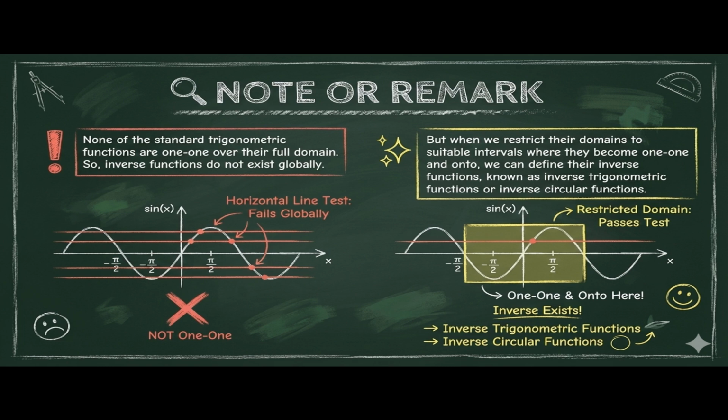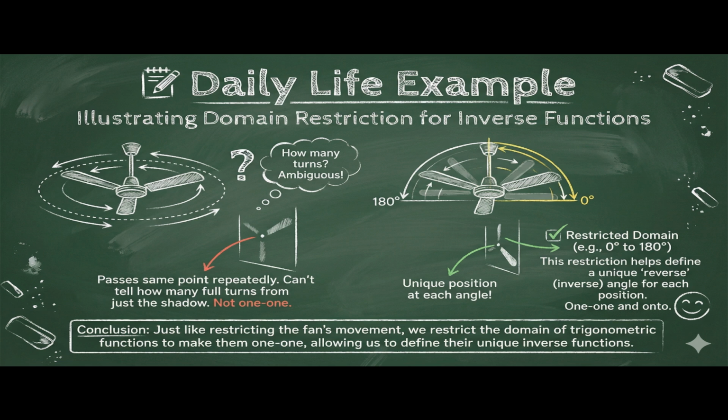Now let us connect this with real life. Suppose a fan is rotating in a circular path. It passes through the same point again and again. If you see only its shadow, you cannot tell how many complete rotations it has made. But if the fan is allowed to rotate only from 0 degree to 180 degrees, then each position becomes unique. Now, you can easily identify the angle. This is the real meaning of domain restriction.